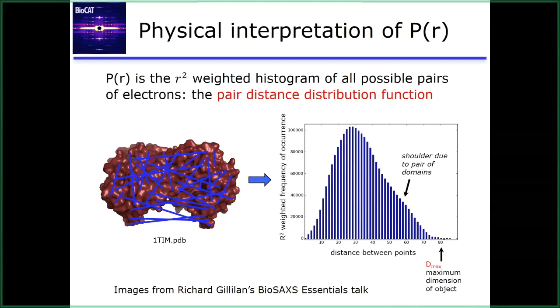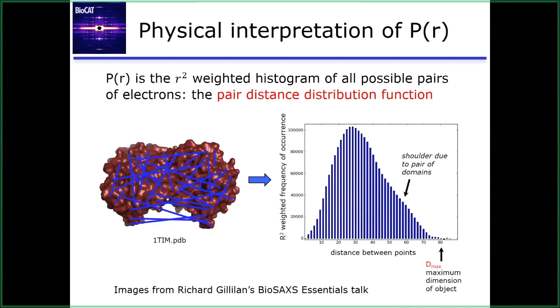For the pair distance distribution function, you draw all these possible bars, every single possible pair of electrons in the macromolecule, and then you create a histogram of how many electron pairs occur at some given distance. And then for reasons related to the transform, you multiply that by R squared. And you end up with this P of R function.